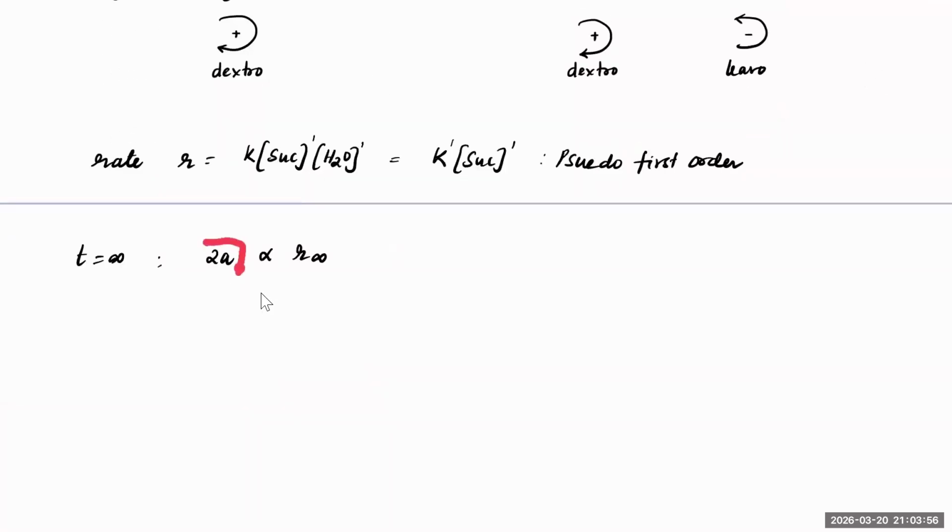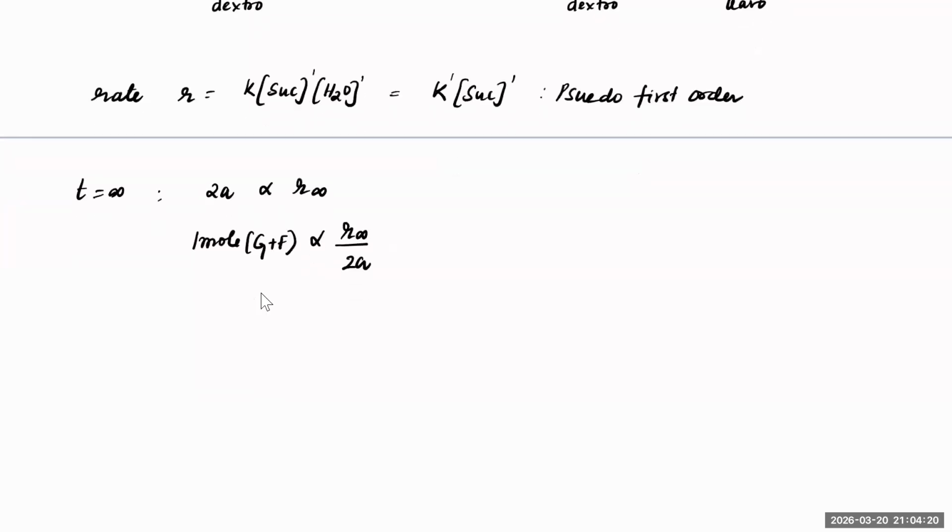Therefore, I can say 2a, which is glucose concentration plus fructose concentration together, is showing an optical rotation of R infinity, right? So this is the optical rotation at infinity. Then for 1 mole of glucose plus fructose combination, how much rotation should we get? R infinity by 2a, correct? Now, for 2x moles of glucose plus fructose together, how much optical rotation should it show? R infinity by 2a into 2x.